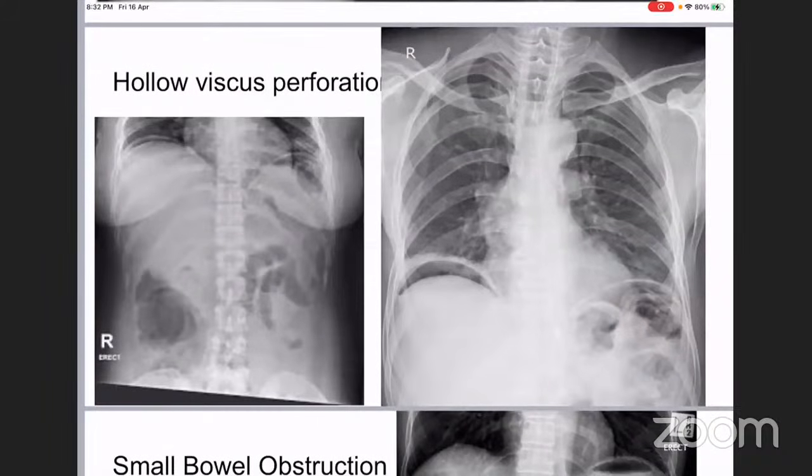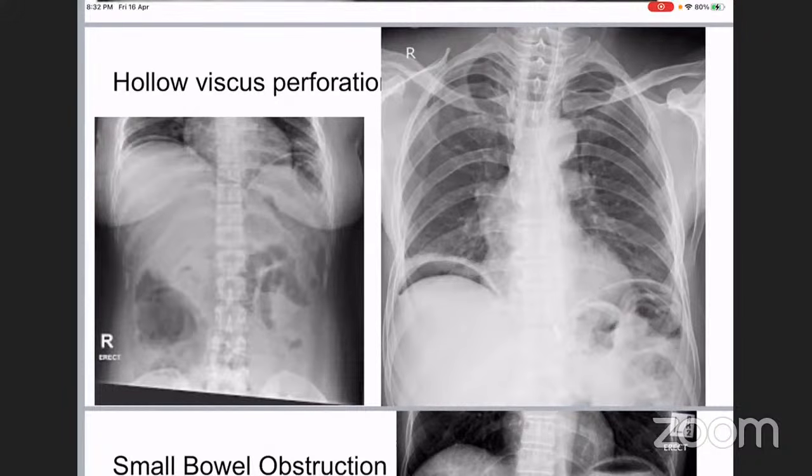Okay, so here we have, what do you see? Air under diaphragm. Yeah, air under diaphragm. So what is that sign called? Leaping dolphin sign. A semilunar air shadow under the hemidiaphragm. What do you call it? Cupola sign. Very good. It is called cupola sign.